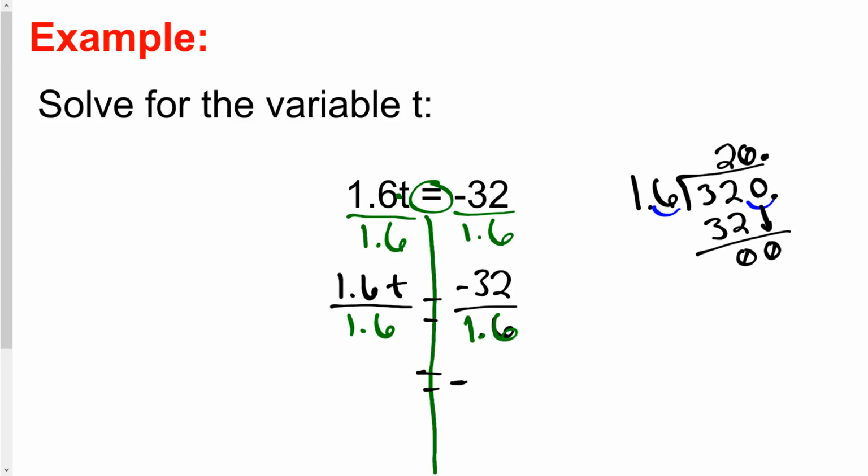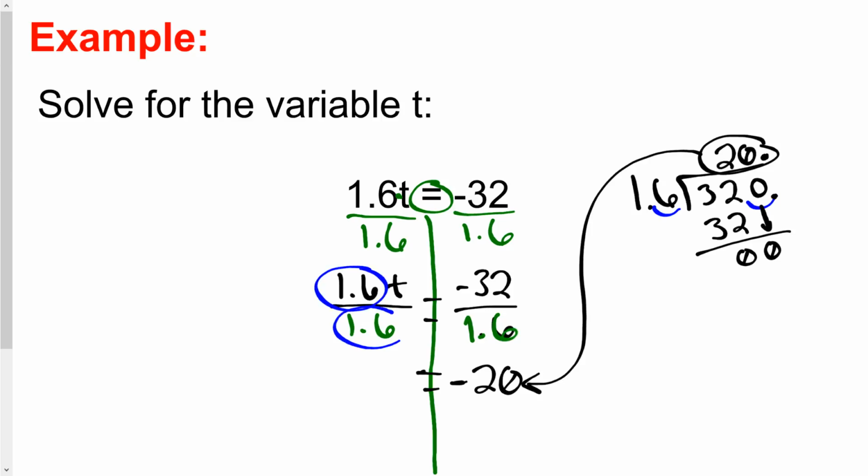20 times 16 equals 320. But that means negative 32 divided by 1.6 is also negative 20. Okay. On our left-hand side of our equation, 1.6 divided by 1.6, you guessed it, is 1t, or just t, equals negative 20.